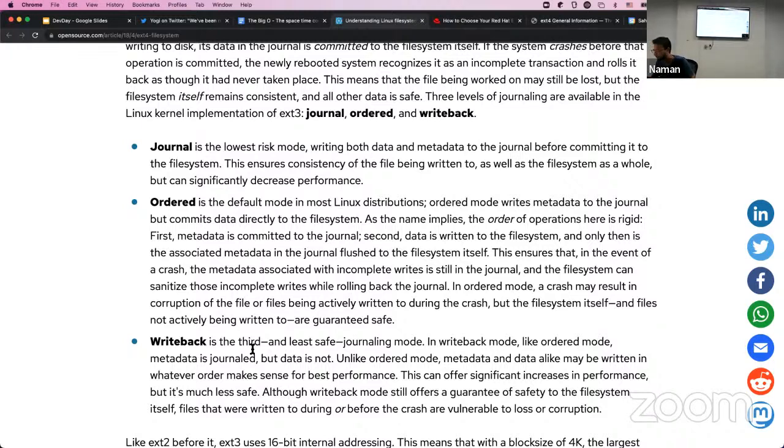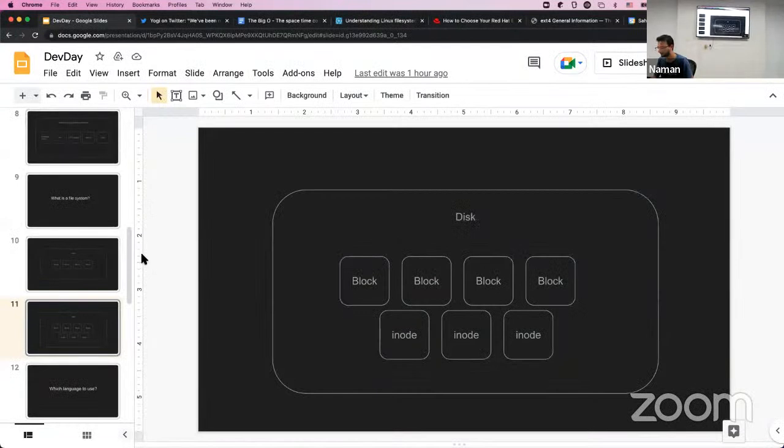No? Okay. So this is the most performant one, but the problem with it is if there's a power failure, then you will lose your data as well as your journal. But across all these three, one thing is guaranteed, that your whole disk will never be corrupt because of a power failure. There might be data loss, but it won't be corrupt.